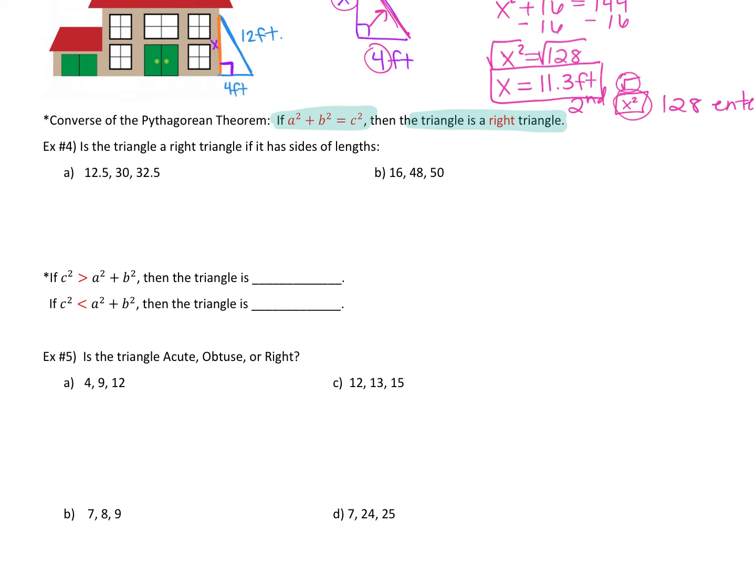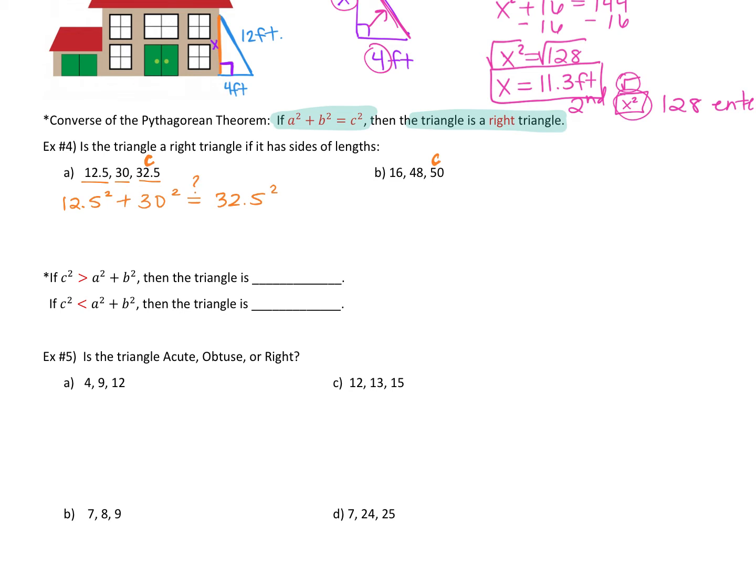So they give you 3 side lengths here. They give you 12.5 and 30 and 32.5. Now to check it, your hypotenuse is always your longest side, right? So you always have to make the longest one your C. Sometimes they're not in order, so just make sure your C is always the one that's the biggest, and that one is by itself. So we would do here 12.5 squared plus 30 squared should equal 32.5 squared. So we're asking, does it equal here, okay?